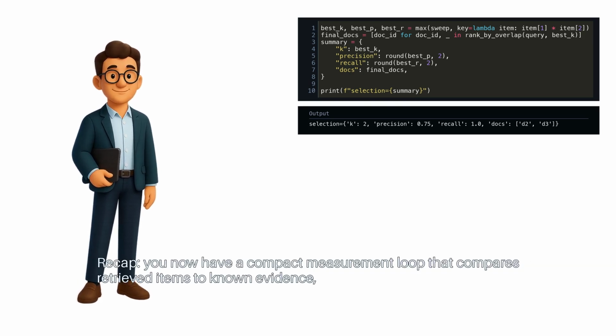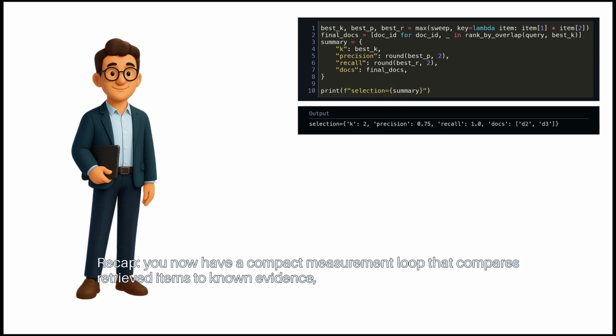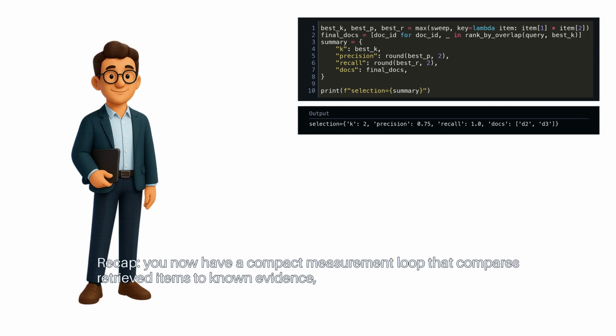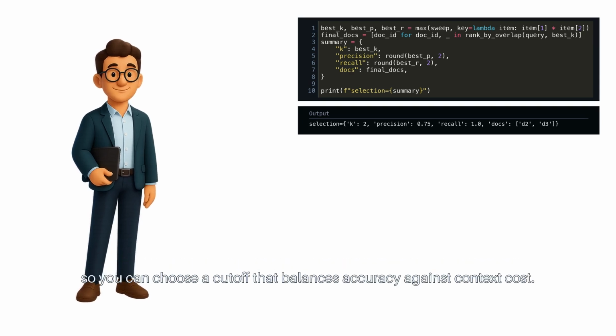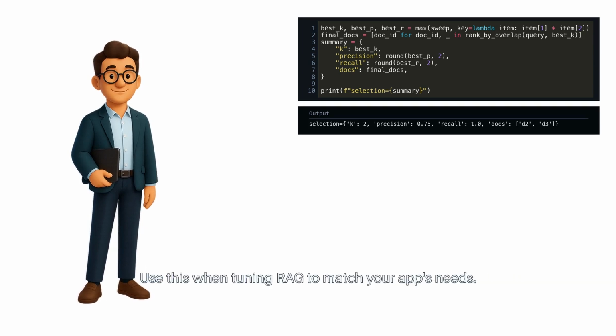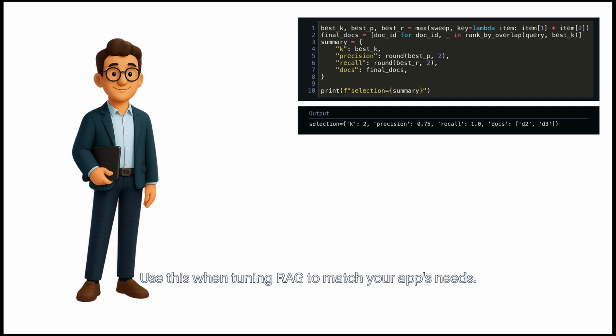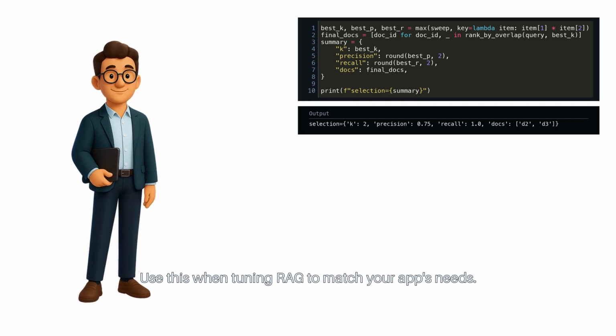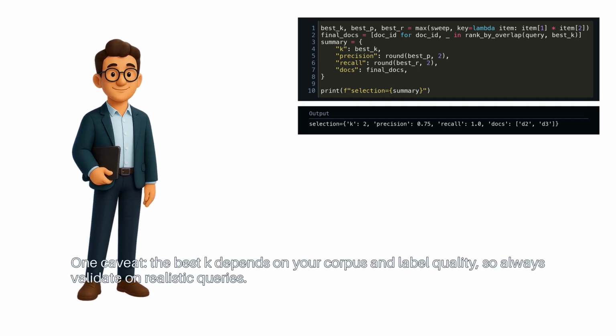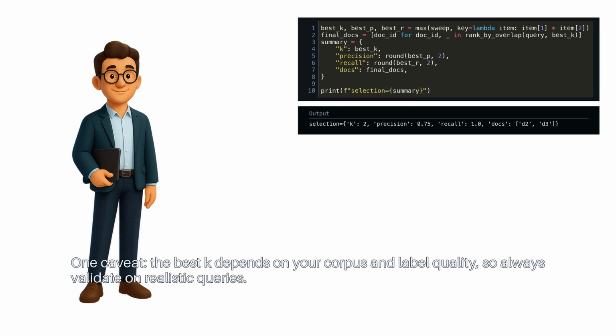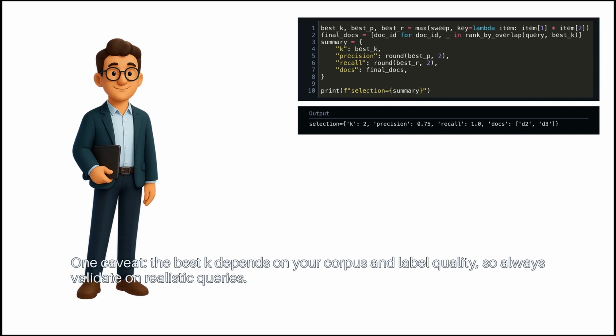Recap. You now have a compact measurement loop that compares retrieved items to known evidence, so you can choose a cutoff that balances accuracy against context cost. Use this when tuning RAG to match your app's needs. One caveat: the best K depends on your corpus and label quality, so always validate on realistic queries.